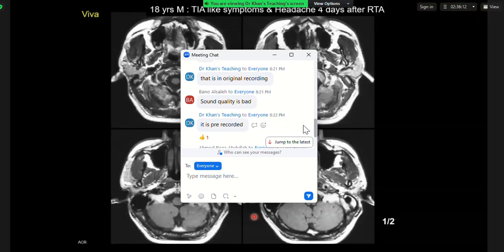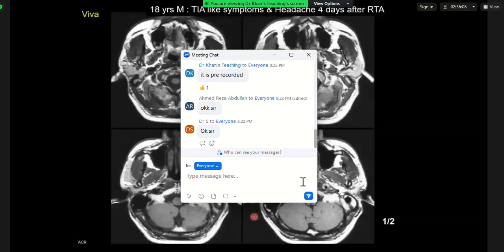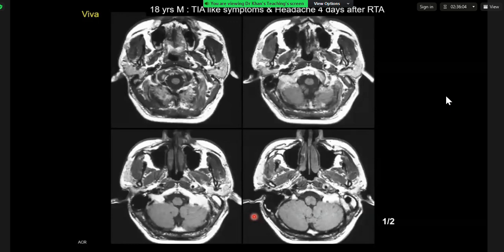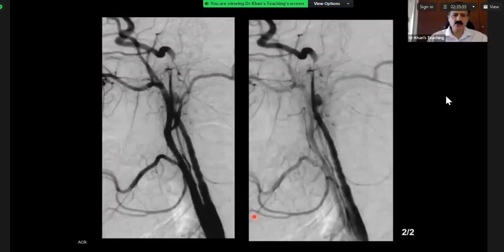I will look for a fat saturated axial T1 sequence in particular. Okay, it is not available. What else will you do? CT also is helpful. So you're talking about the CTA, correct? CT angiogram. Right. So instead of CTA, I'm showing you a DSA.